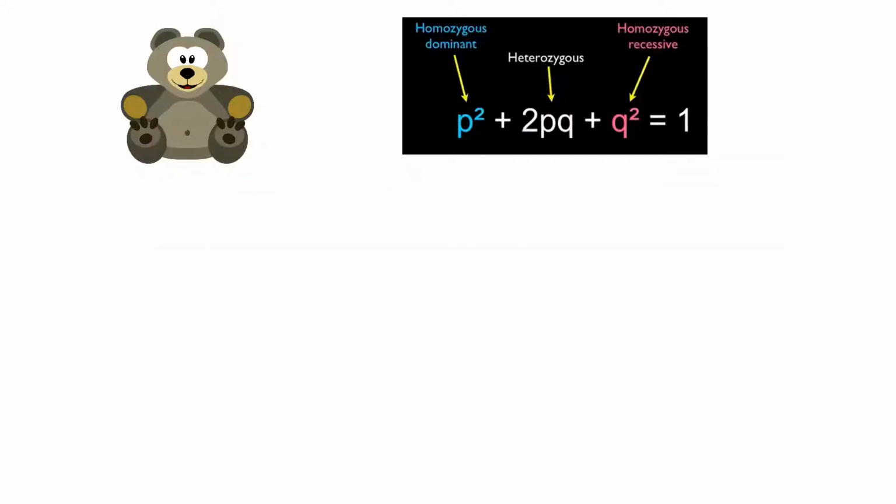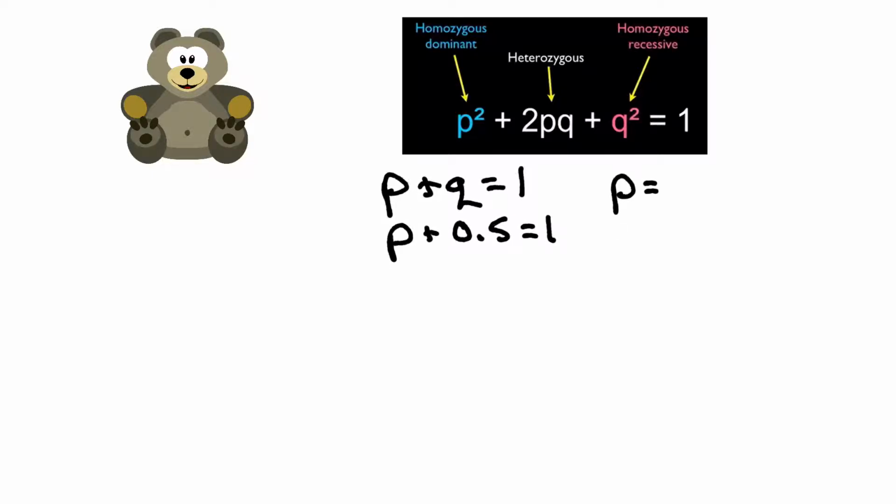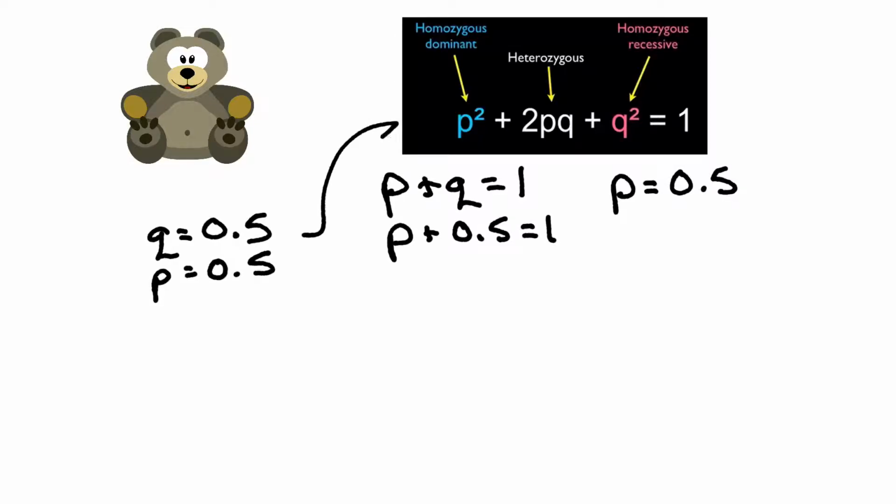So now we know what Q is. If we go back to our equation that says P plus Q equals 1, and we know what Q is, because it's 0.5, then we know that P has to also equal 0.5. Now we know what Q is, and we know what P is. And so all we have to do is substitute those into this equation.